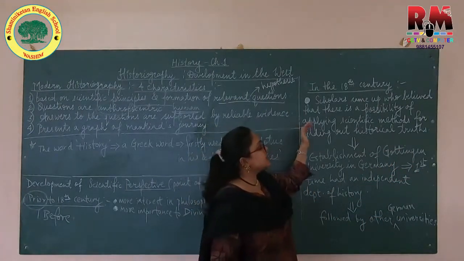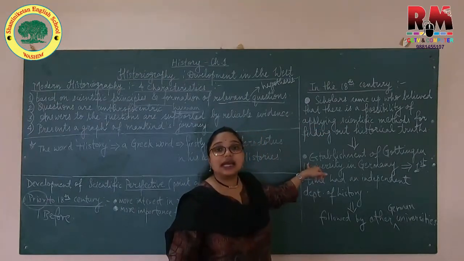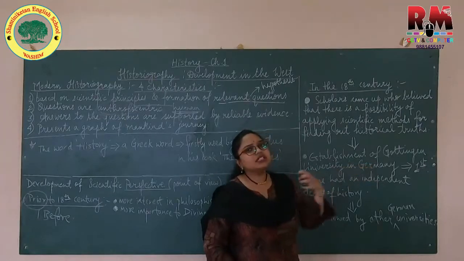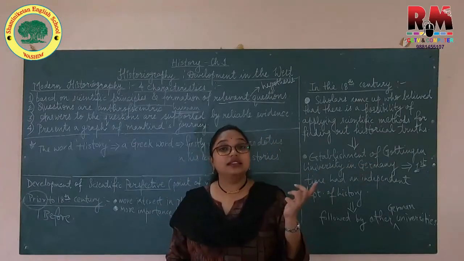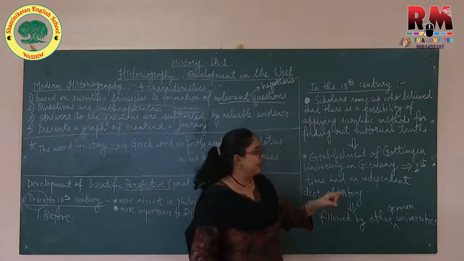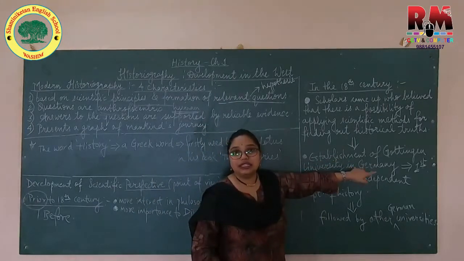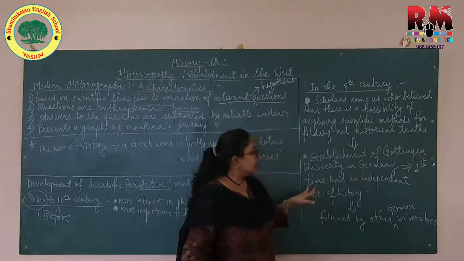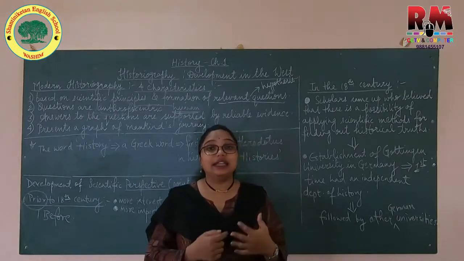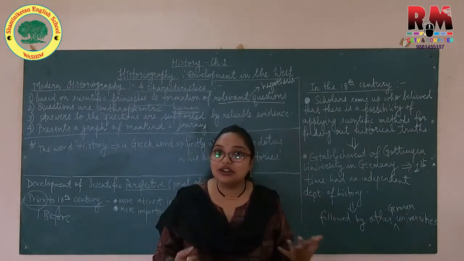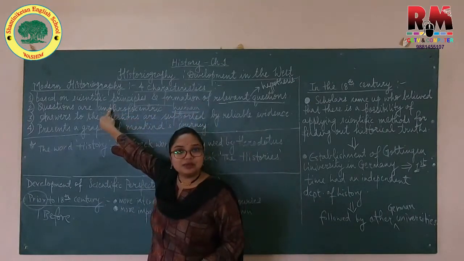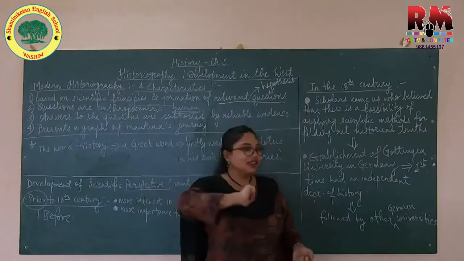Because of such scholars, there was the establishment of Göttingen University in Germany. And what was so special about this university? The very special thing, children, was that for the first time, it was this university in Germany, Göttingen University, that had an independent department of history. Rather, I would say an independent department for doing historical research based on scientific principles. Very clear? Yes.